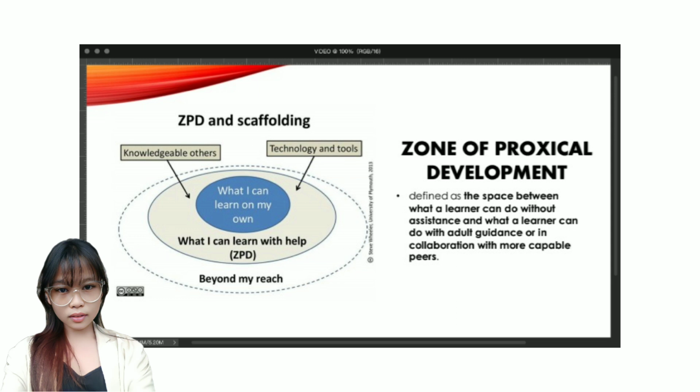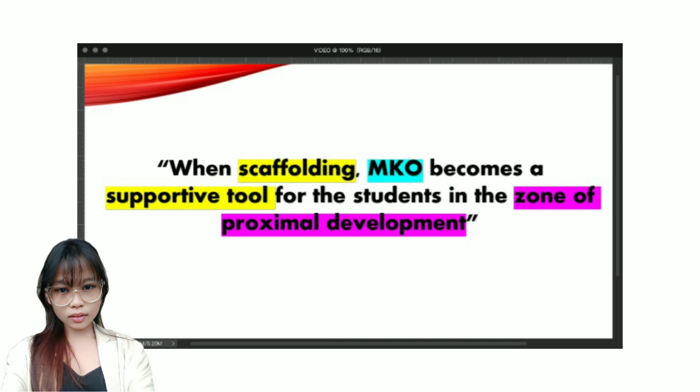Okay, so in this zone of proximal development, as we learn something, we can pass through these circles. Particularly, the concept of zone of proximal development underscores Vygotsky's conviction that social influences, particularly getting instructions from someone, are of immense importance to the cognitive development of the children. There must always be a guide from other people for us to develop our cognitive aspects. Okay, so stated here is the connection between scaffolding, the more knowledgeable other, and the zone of proximal development. When scaffolding, the more knowledgeable other or MKO becomes a supportive tool for the students in the zone of proximal development.